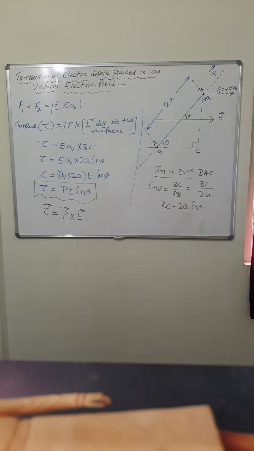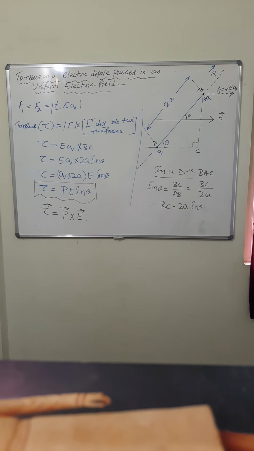Please copy the things. Very simple, guys. This is the definition of electric field only. Electric field E is equal to F by Q. Therefore, F is equal to E into Q. Force on a positive charge is along the direction of electric field. Force on a negative charge is opposite direction of electric field. Therefore, F1 is equal to F2 is equal to modulus of plus or minus EQ only, magnitude wise.